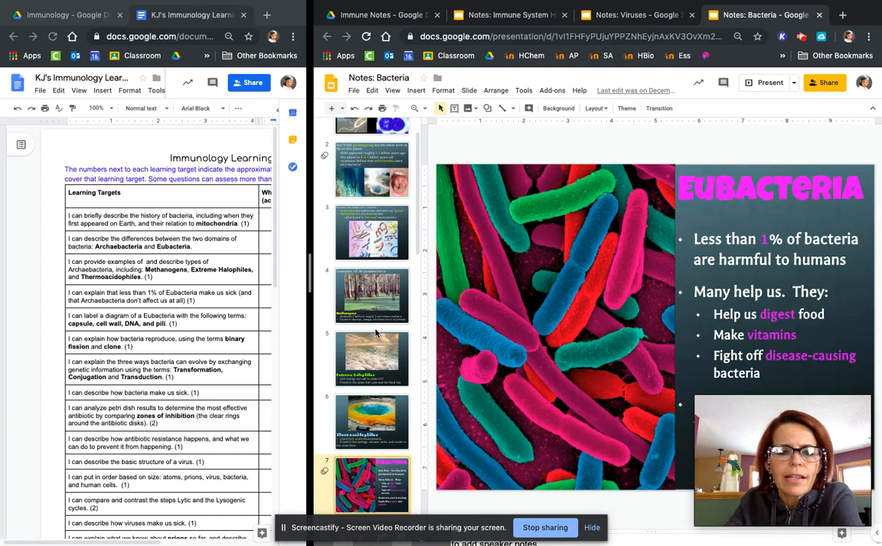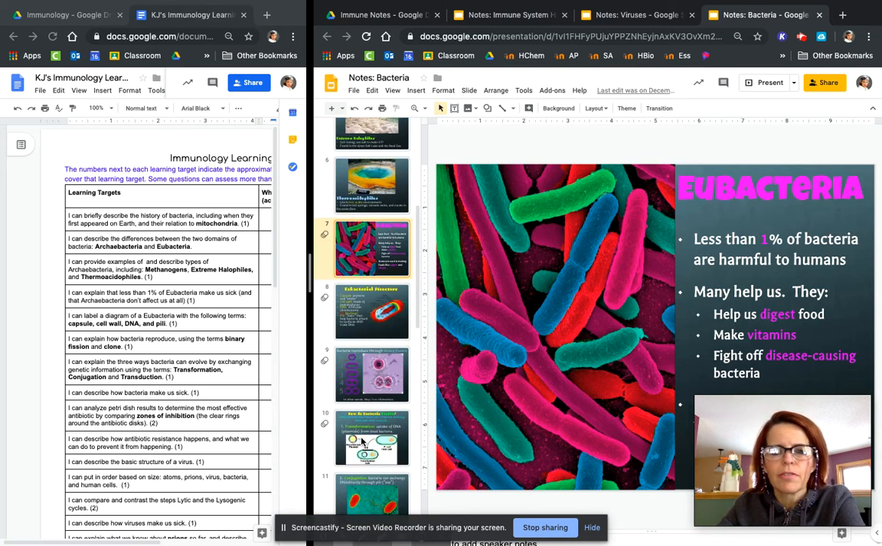The next learning target says I can explain that less than 1% of Eubacteria make us sick, and that Archaebacteria don't affect us at all. Because Archaebacteria live in extreme environments, and we don't come in contact with Archaebacteria. So the only type of bacteria that might get you sick would be the Eubacteria. And most of them, again, are harmless. But an infection, say Streptococcus, Staphylococcus, those are examples of, like strep throat is an example of a Eubacteria that could make you sick. All right, next, I gotta scroll down here.